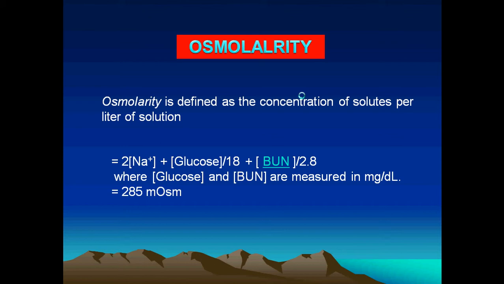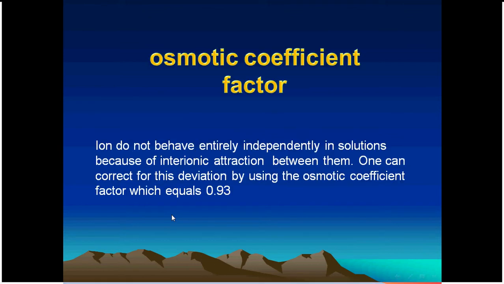The total osmolarity or osmolality of the plasma will be 285 milliosmoles. Since the ions do not behave entirely independently in solutions because of inter-ionic attractions between them, one can correct for this deviation by using the osmotic coefficient factor, which is equal to 0.93.